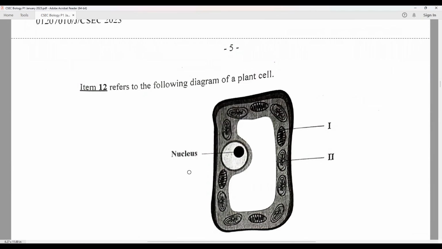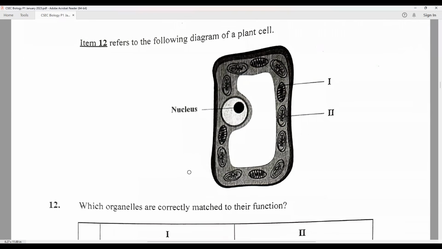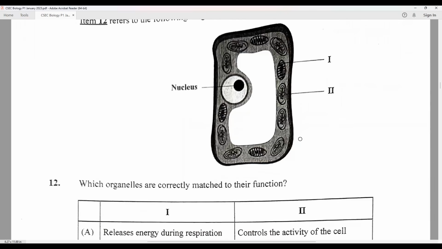Items 12 refers to the following diagram of a plant cell. We see the nucleus. We see 1 and 2 being labeled here. Which organelles are correctly matched to their function?